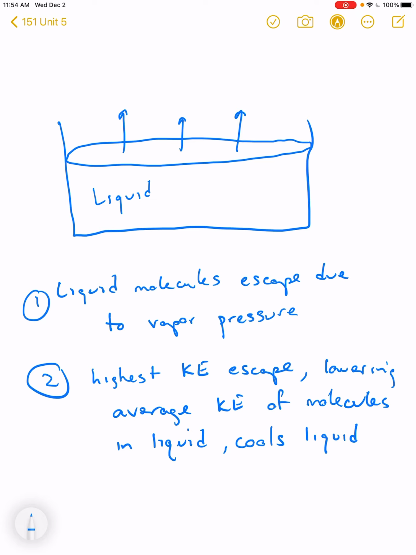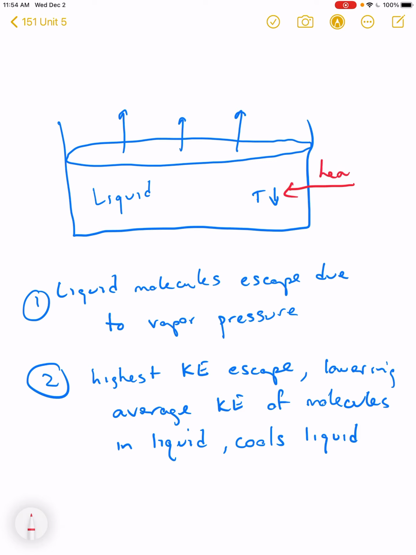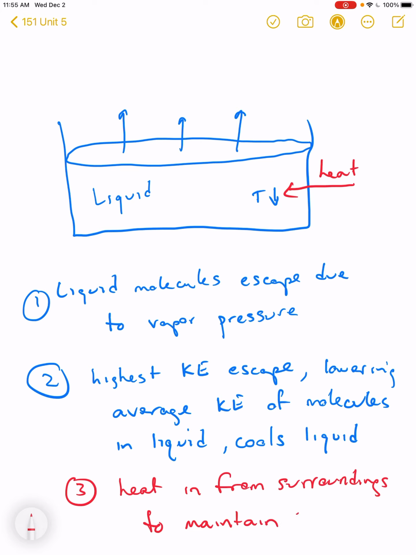But now when this liquid cools and its temperature drops slightly, heat will come in from the surroundings. And when heat comes in from the surroundings to maintain the temperature, the temperature will be maintained and it will continue to evaporate. That heat going in makes evaporation endothermic.